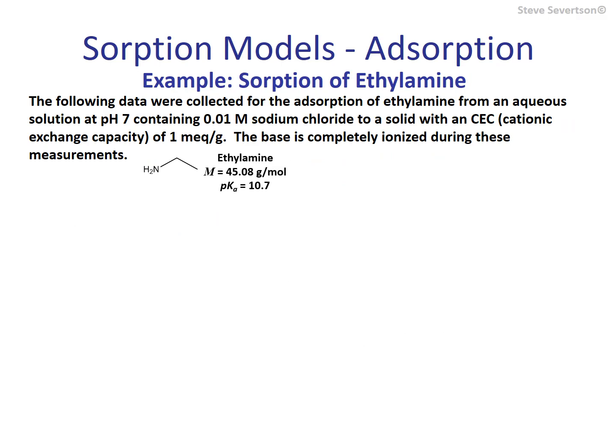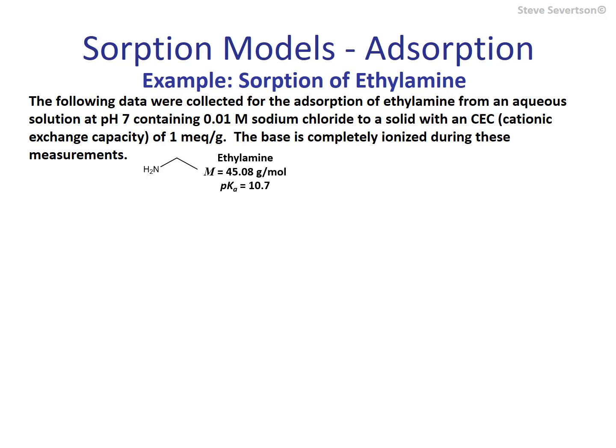Next, consider the adsorption of ethylamine from a solution containing sodium chloride. The solid, which could be a modified fiber, sediment, or clay, has a cation exchange capacity, a CEC, of 1 milliequivalent per gram. Here, speciation must be considered, but with a pH of 7 and ethylamine having a pKa value greater than 10, the solute is assumed to be ionized, that is, in its conjugate acid form.